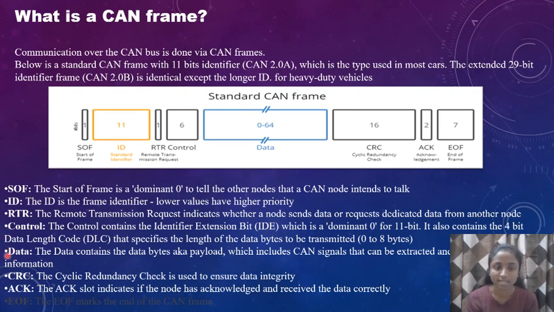The next one is the data. The data contains the data bytes payload, which includes CAN signals that can be extracted and other information can be sent. The next one is the CRC, cyclic redundancy check, which is used to ensure data integrity. The next one is the ACK, acknowledgement. The slot indicates if the node has acknowledged or received the data. Next one is the EOF, that is the end of frame of the CAN bus.